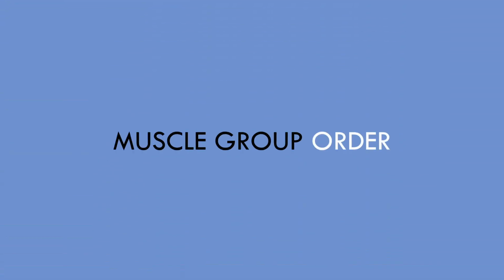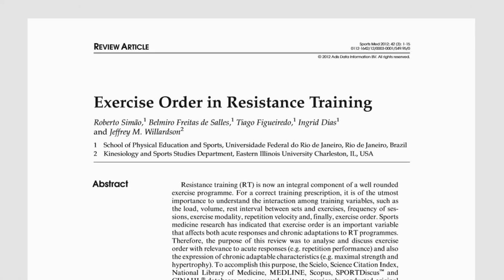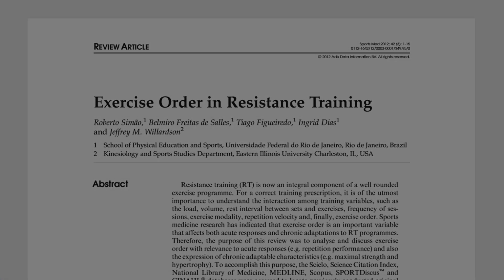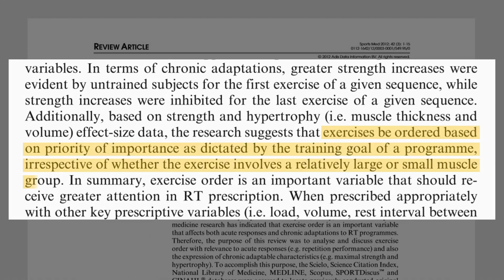Let's now explore how order of exercise training different muscle groups influences hypertrophy when multiple muscles are trained in the same session. This research review concluded that hypertrophy adaptations are greater in muscle groups which are trained first in a session. So the muscles that want to be emphasized in a particular session should be performed earlier in the training session.